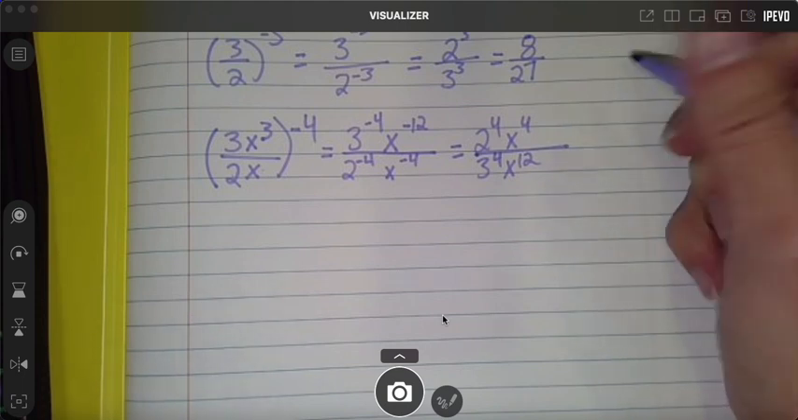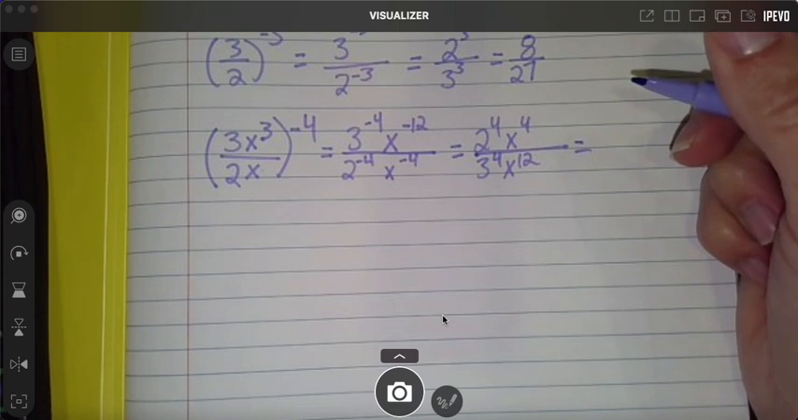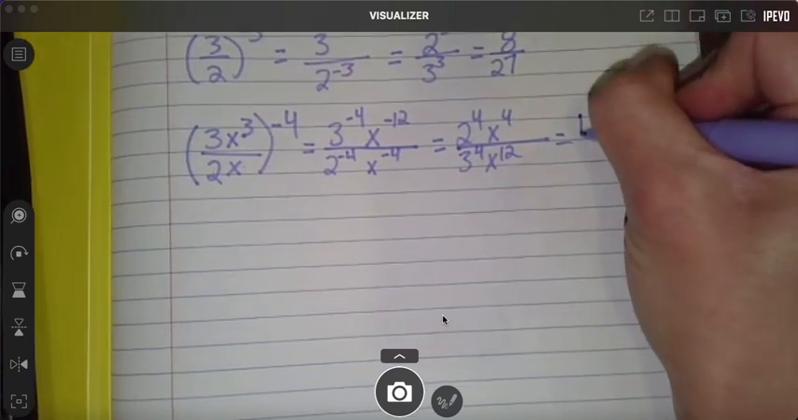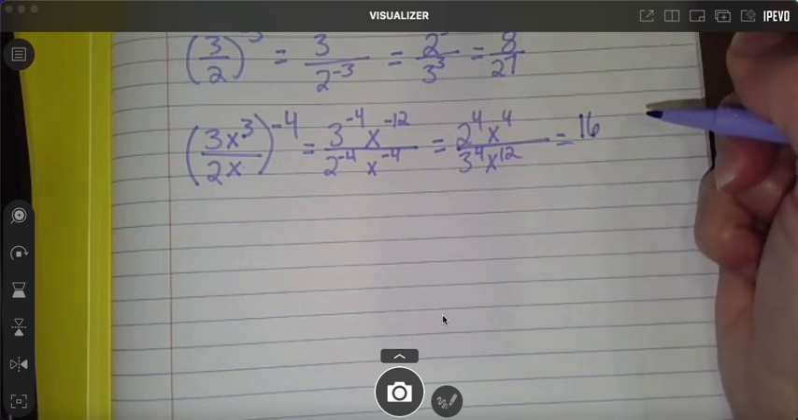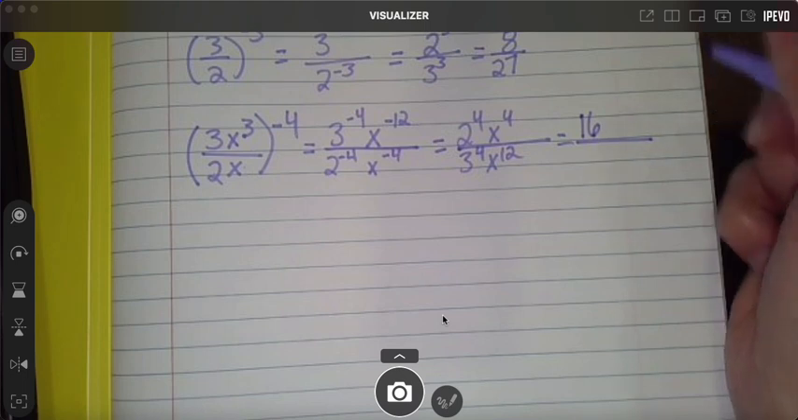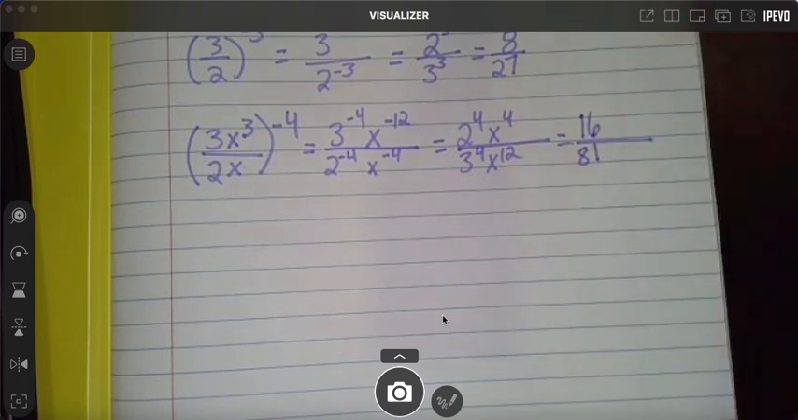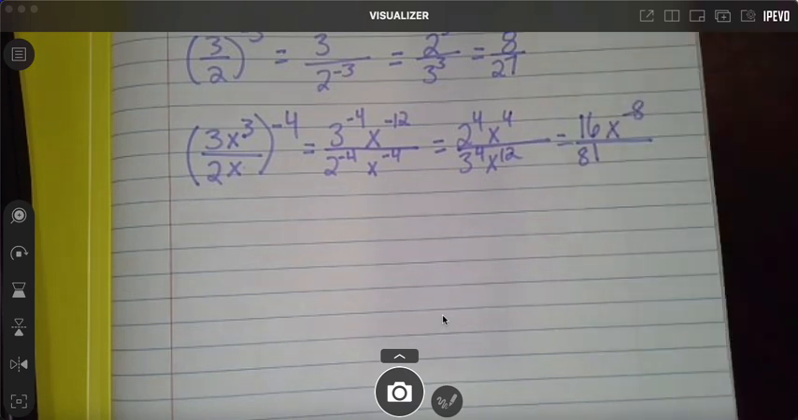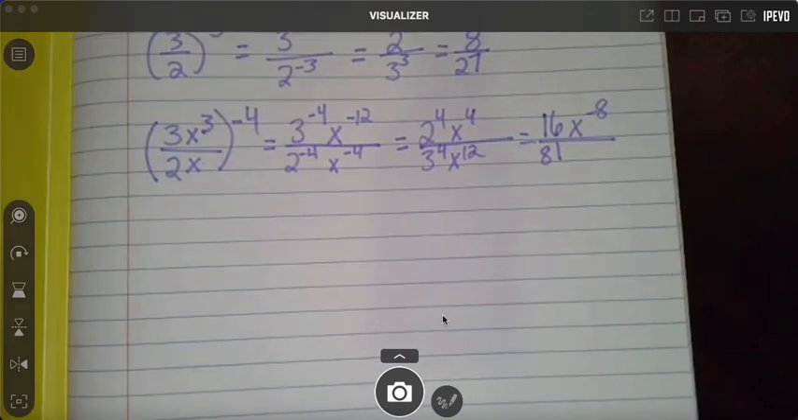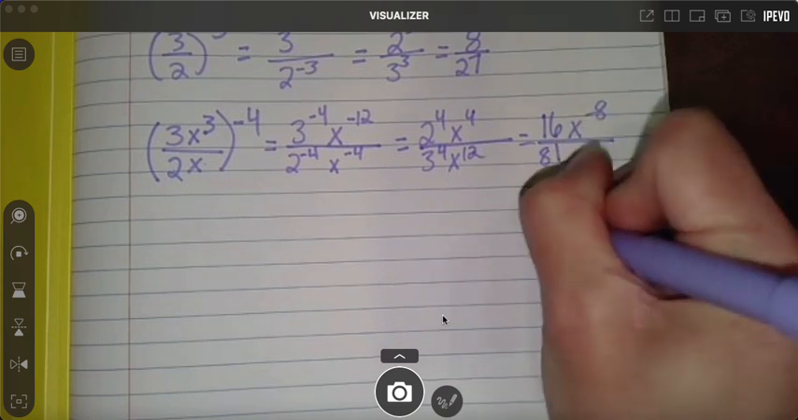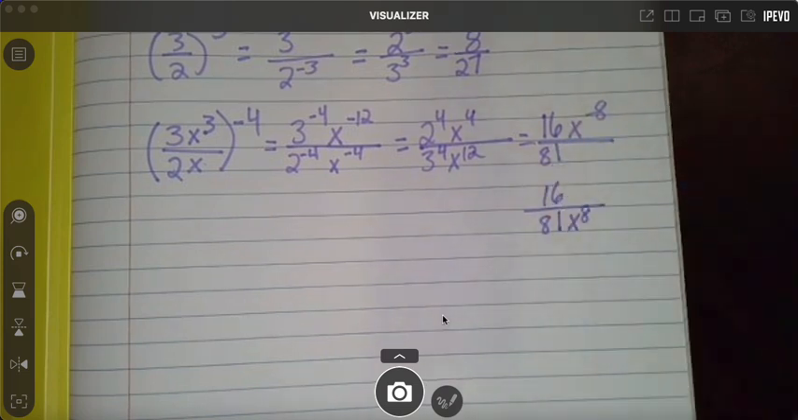But let's say that we don't know that. What is 2 to the 4th real quick? Let's just start with our numbers. What is 2 to the 4th power? 16. 2 times 2 times 2 times 2. What's 3 to the 4th? 81. Now, what she was saying, what's 4 minus 12? Negative 8. Whenever you subtract them, you just write it up there in the numerator. But what are we going to need to do with x to the negative 8 right now? You're going to have to put it in the denominator. 16 over 81, and there's my x to the 8th.